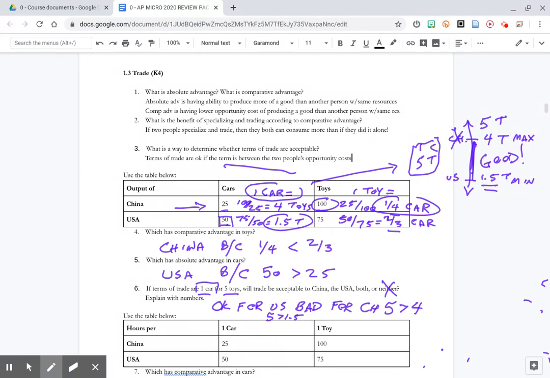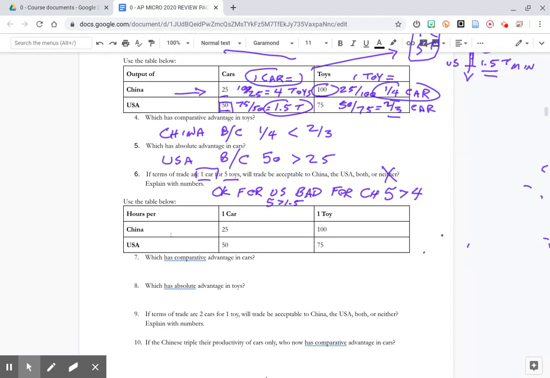Now let's do a different style of problem. The next style of problem says, use the table below, hours per, right? That's a really important distinction that we're going to make. And in this distinction, now we have an input problem. This style of problem tells us how much time or how many workers it takes to make a particular product. So how much time it takes to make one car or one toy.